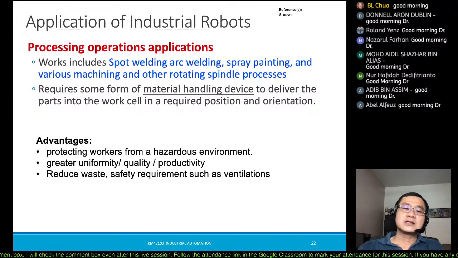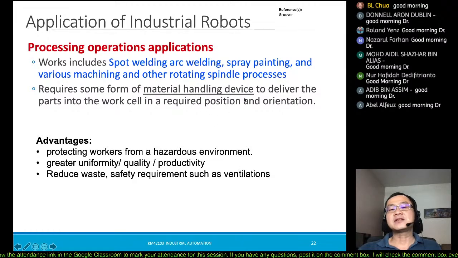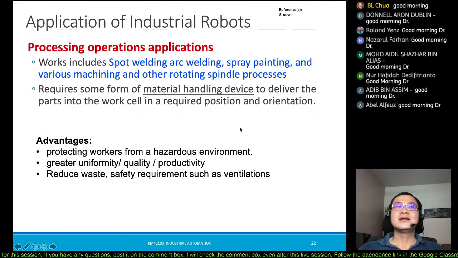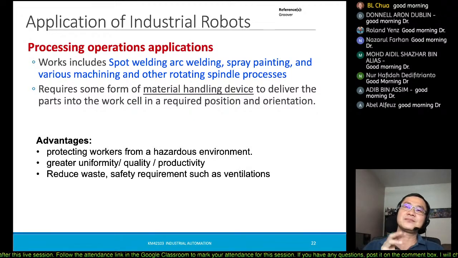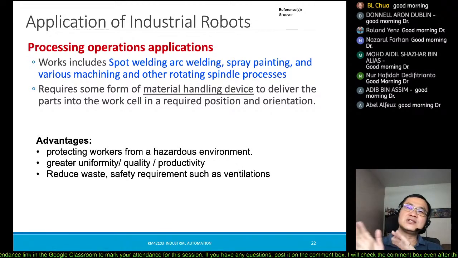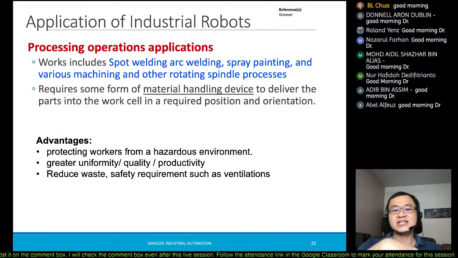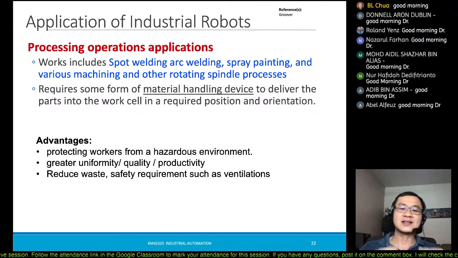Again, this kind of operation would require a material handling device. As I mentioned, you may need to orientate the objects, just like in the assignments that I gave, where you are actually doing a certain type of material handling by making sure the object is always standing. If it is not standing, then you categorize it so that when the object comes to the robot, it is already in a certain orientation. So you may need a material handling device to deal with your object before you let the industrial robot work on it.